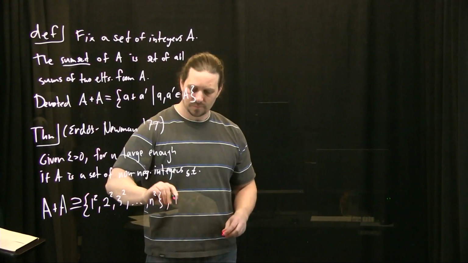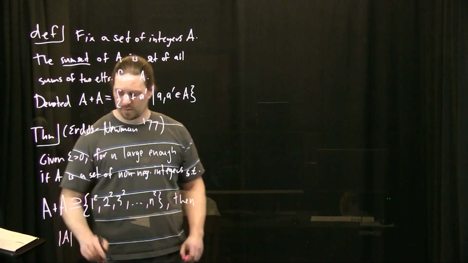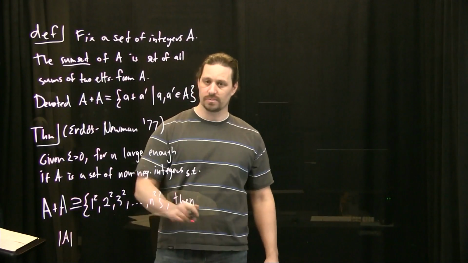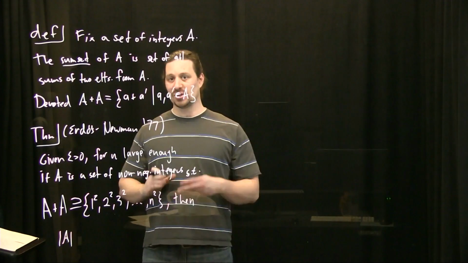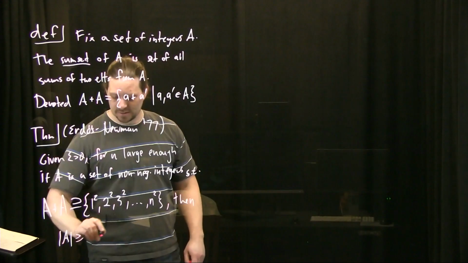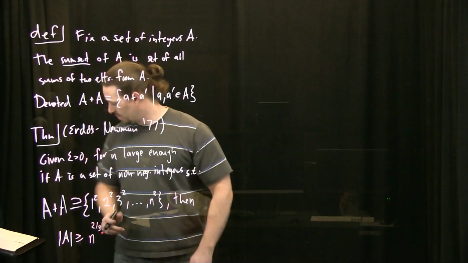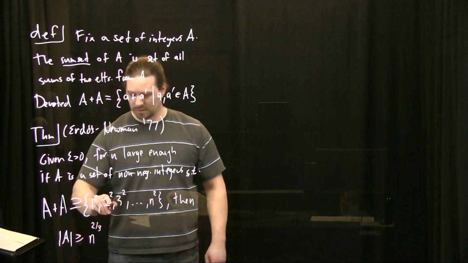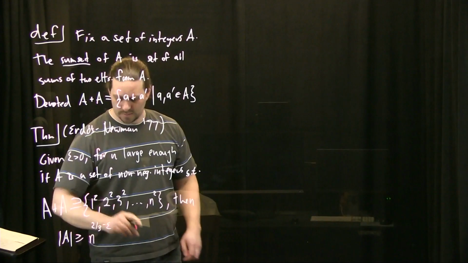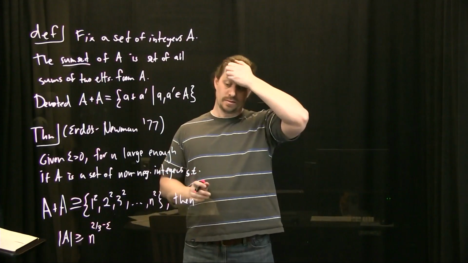Then we know something about the size of A. If I want to make my sum set capture all of these perfect squares in it, A cannot be too small. And that's what this theorem says. It says that A has to be at least as large as n to the 2/3, maybe plus epsilon or minus a little epsilon here. Okay, so it's got to basically be at least n to the 2/3. A little bit smaller than that, okay?